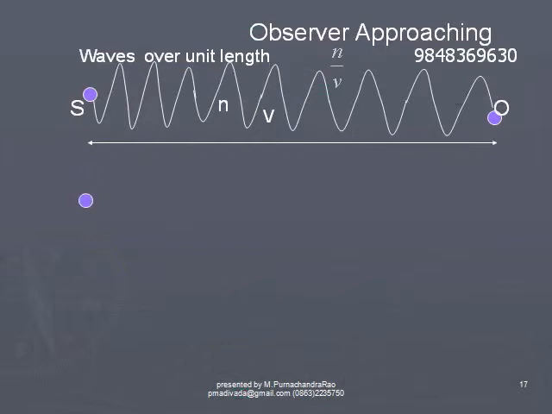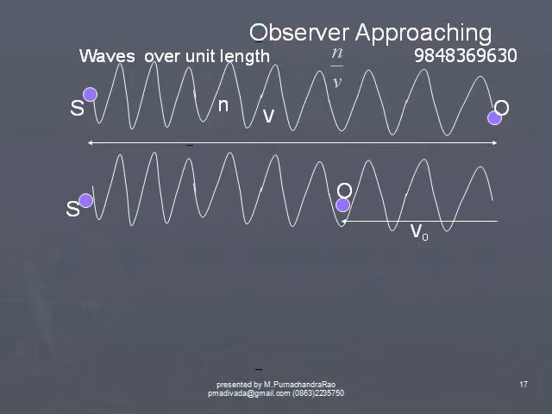Then let us take the case after 1 second. In 1 second, the observer moves towards the source by a distance V naught.